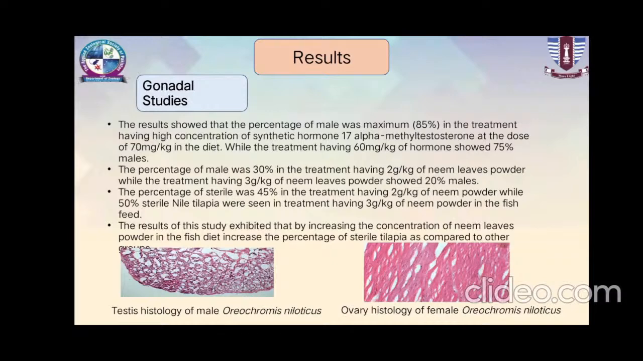The percentage of sterile fish was 40% in the 2 grams per kg neem leaves powder diet and 50% in the NLM3 group. The results of this study showed that increasing the concentration of neem leaves powder in the fish diet increased the percentage of sterile tilapia as compared to the other groups.